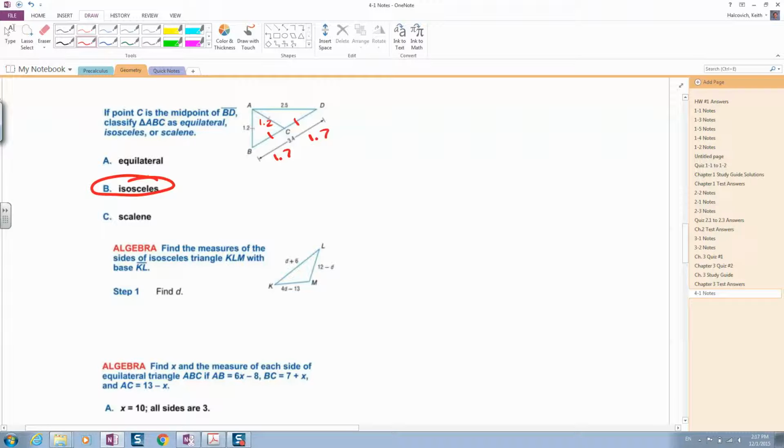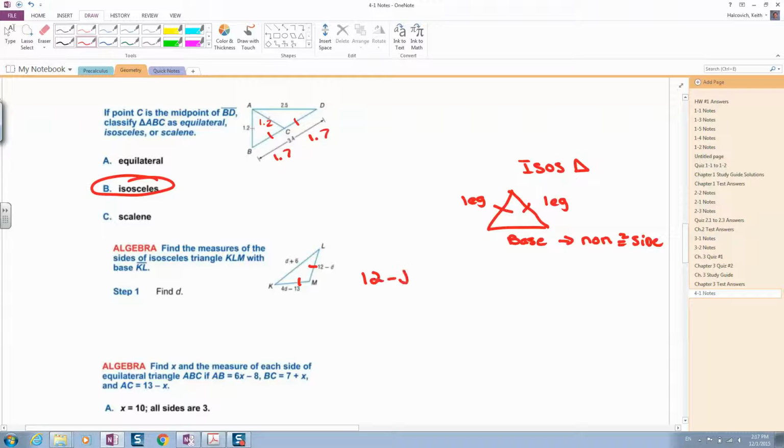So here it says to find the measures of the sides of an isosceles triangle with base KL. If you have an isosceles triangle here, the two congruent sides are what are called legs, and the non-congruent side is the base. That means KL is not congruent to the other two, so these two are.